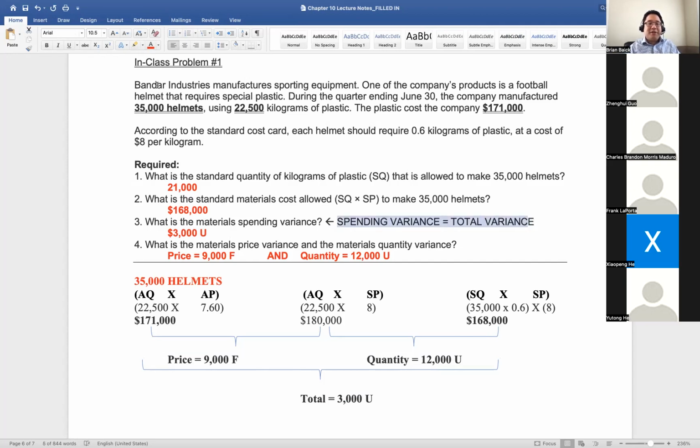How much did you spend total? What's the total variance? The total on all the money you spent. That's called the spending variance. Okay, that's it. That's everything. Any questions on this problem?